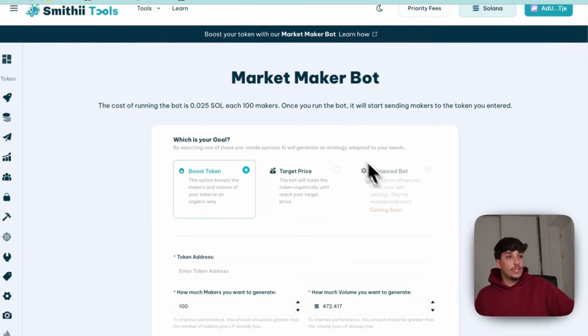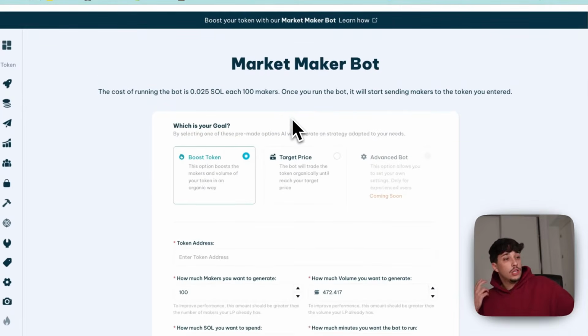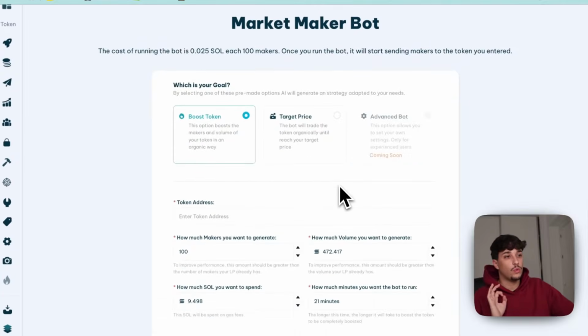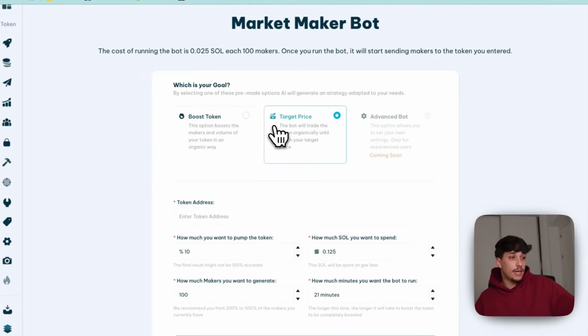So on this market maker bot, we currently have two options available. We will have a third one, which is advanced and only for really experienced people. So we have boost token and target price, okay? Boost token will give you makers and volume within the span of time you decide, so you can make it look really, really organic, okay? And target price is essentially the same, but you are going to pump the token because we will be buying and selling only a percentage, not the whole amount of tokens.